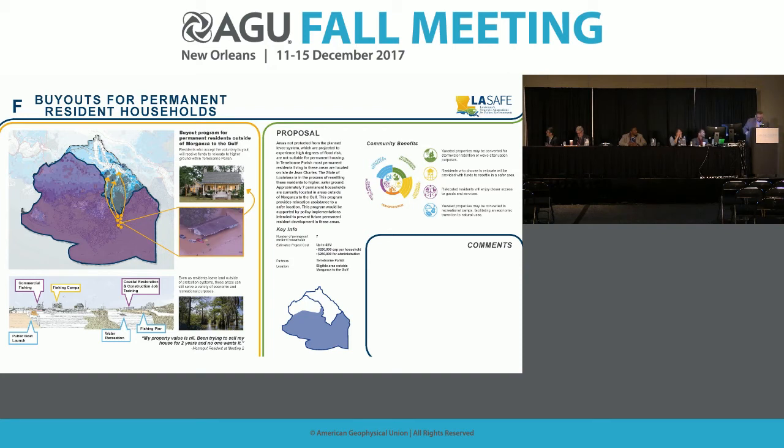This is Terrebonne Parish, Louisiana, and this idea would essentially, combined with the resettlement of Village on Charles that I'll mention in a minute, bring every permanent resident household inside of the Morganza to the Gulf structural protection system, which is currently under construction. And so this would be the first parish in Louisiana that would essentially have every permanent resident household inside of a significant protection system.